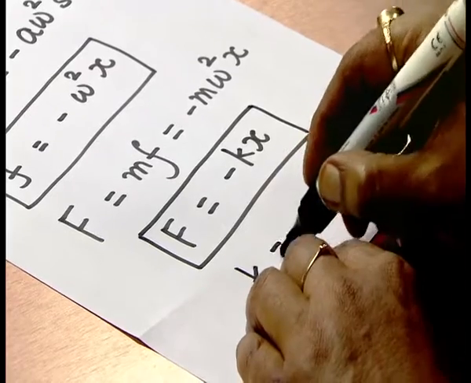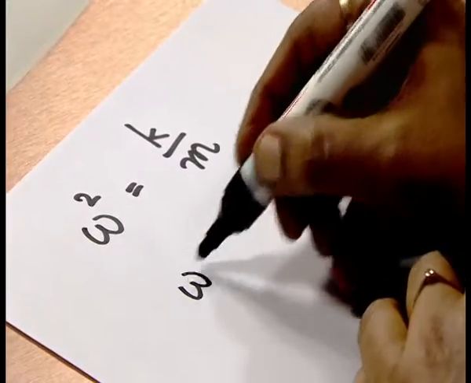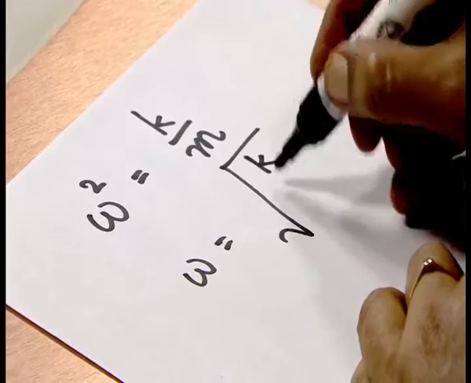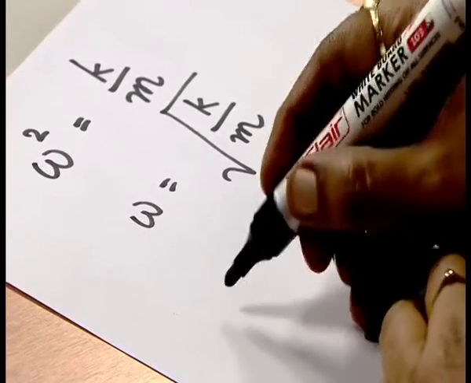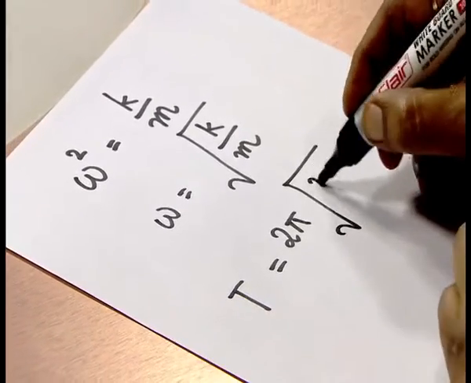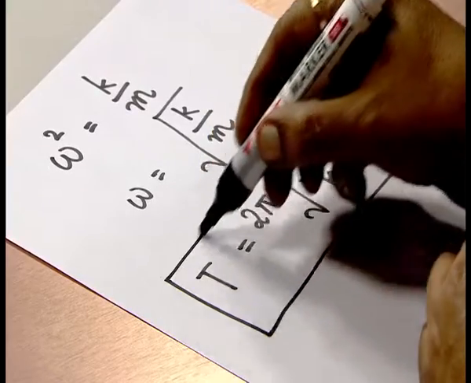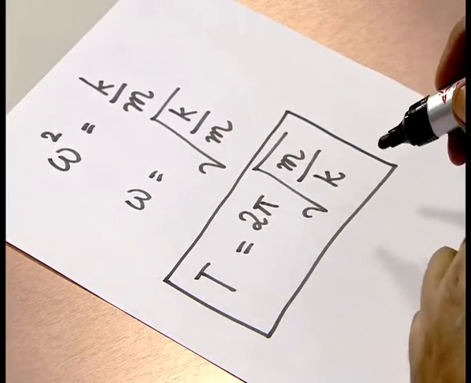k is equal to m omega square, and from this you arrive at omega square is equal to k divided by m, omega is equal to square root of k divided by m, and T being twice pi divided by omega. So, T is equal to twice pi root over of m by k. This is the expression for the time period of a simple harmonic oscillator.